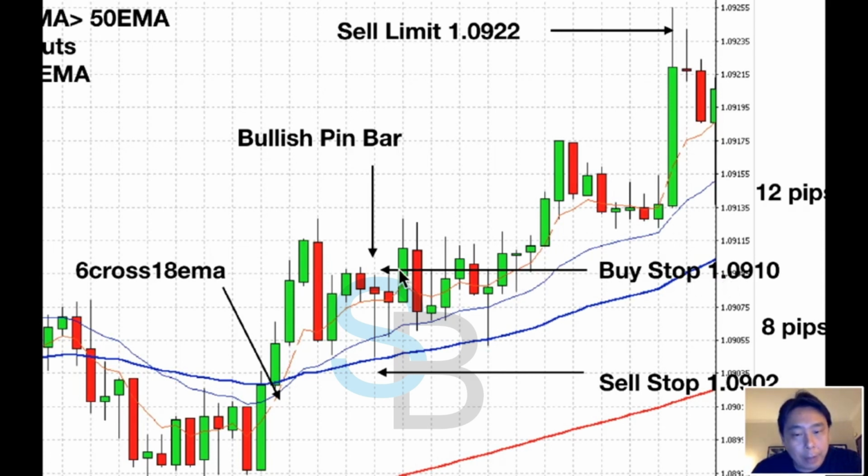So sure enough, what happens? The next candle, it doesn't fly up immediately. The next candle, it opens here, it comes down. It triggers your limit order.